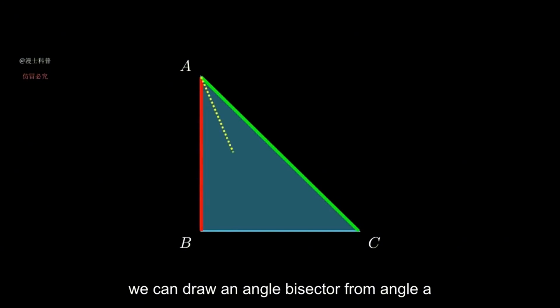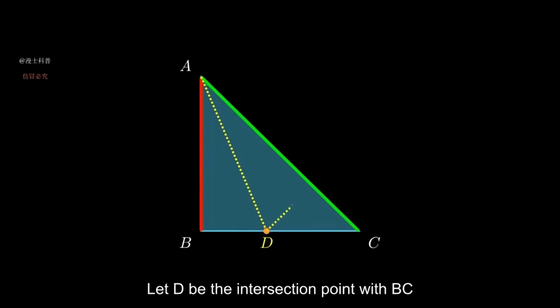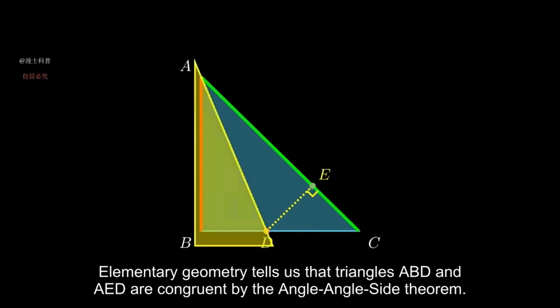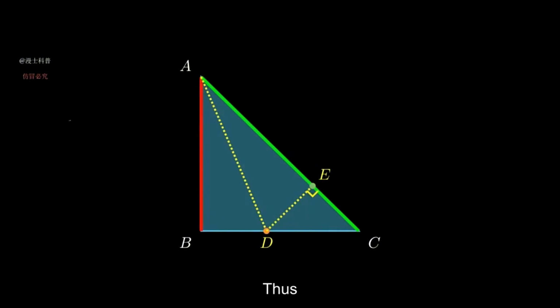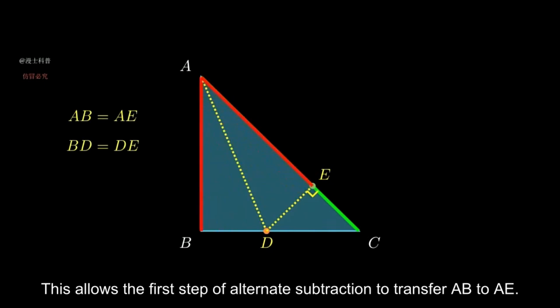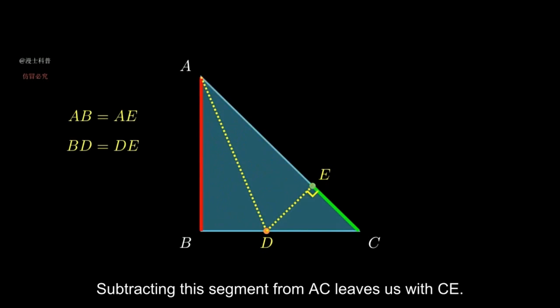First, we can draw an angle bisector from angle A. Let D be the intersection point with BC. Then draw a perpendicular from D to AC, with E as the foot of the perpendicular. Elementary geometry tells us that triangles ABD and AED are congruent by the angle-angle-side theorem. Thus, we have AB equal to AE and BD equal to DE. This allows the first step of alternate subtraction to transfer AB to AE. Subtracting this segment from AC leaves us with EC.